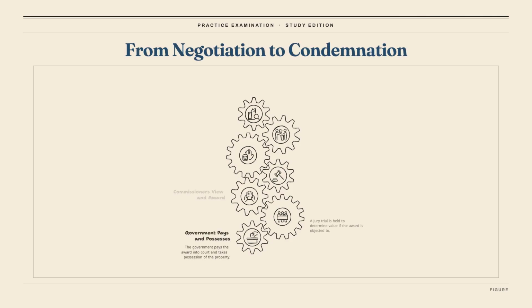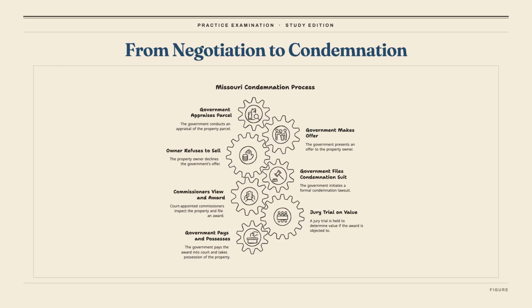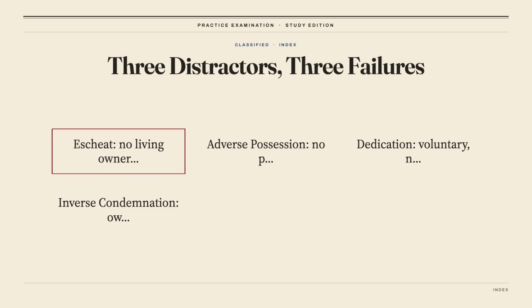The sequence usually starts with negotiation, not lawsuits. The authority appraises the land, makes an offer, and only files suit when the owner refuses. Commissioners appointed by the court then view the property and file an award. Either side can demand a jury trial, and the government may take possession by paying that award into court while the value fight continues.